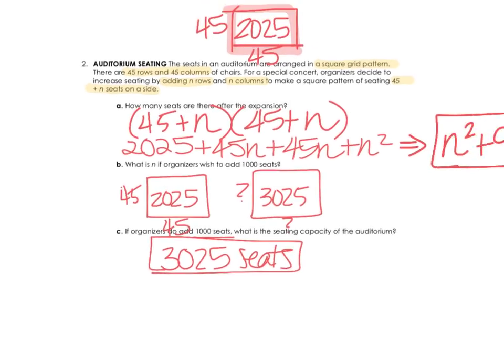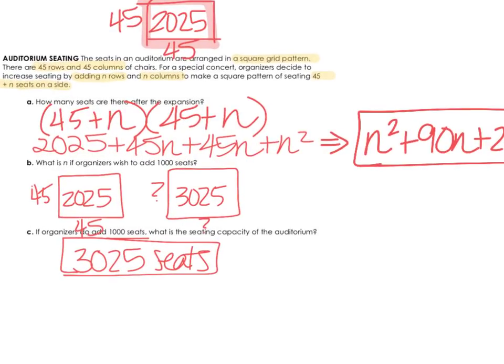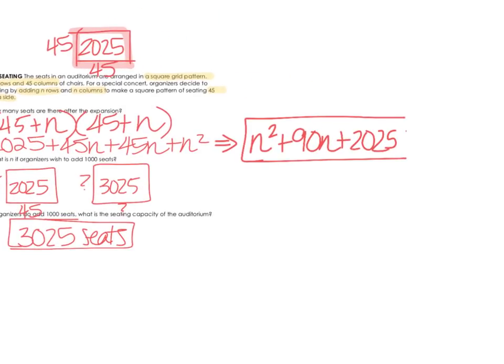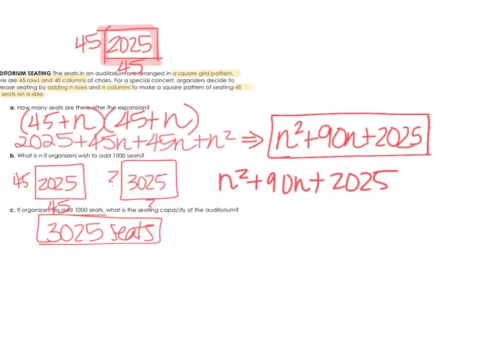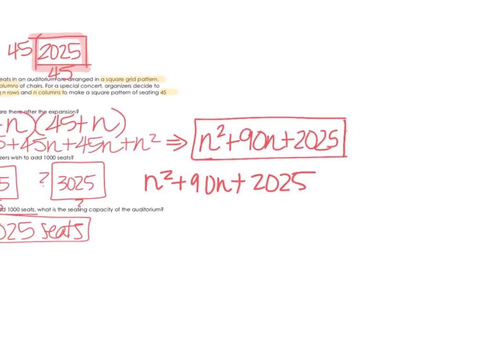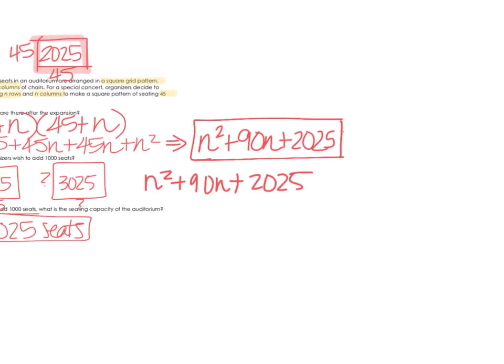All right, so if we use our equation that we found in part A, n squared plus 90n plus 2,025, that's how many seats there's going to be after the expansion. And we want this number to be 3,025, because that's how many seats we want after the expansion. We want them to be equivalent, right? Because 3,025 is the same as this in terms of n.